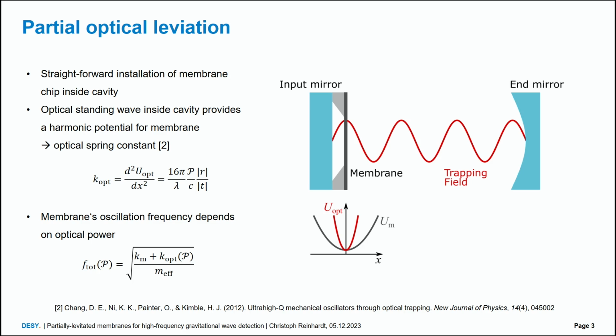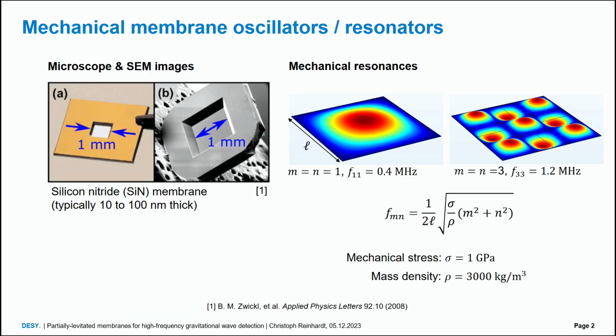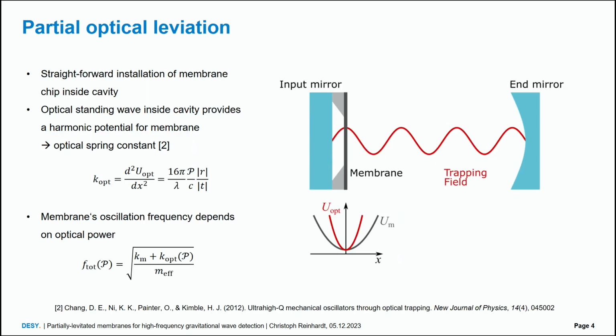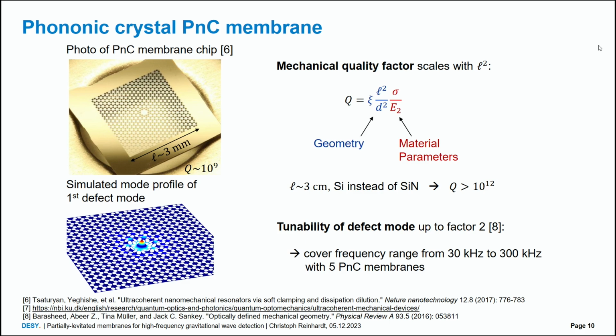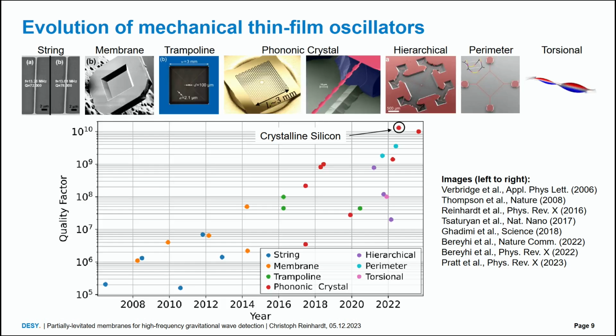So you mentioned obtaining Q factors greater than 10 to the 12 with bigger membranes. And you mentioned using silicon instead of silicon nitride. But can you get the same level of internal stress in crystalline silicon that you can get in silicon nitride? Yeah, this was exactly one big point, I guess, which also led to the delay of making the silicon versus the silicon nitride membranes.